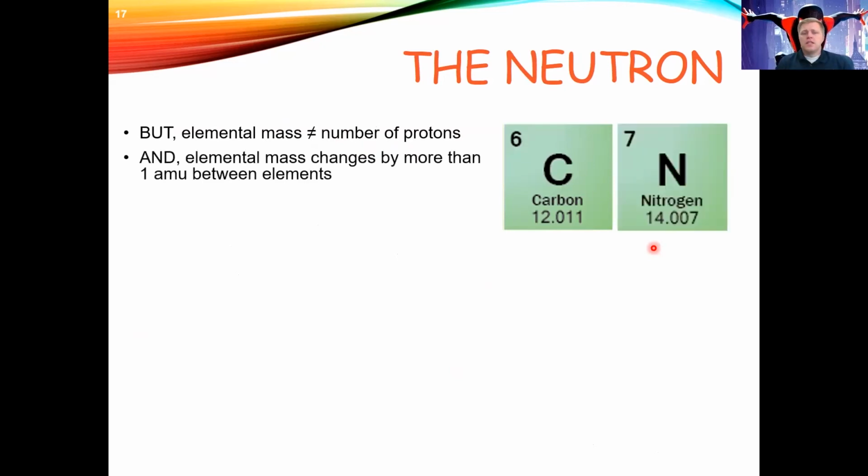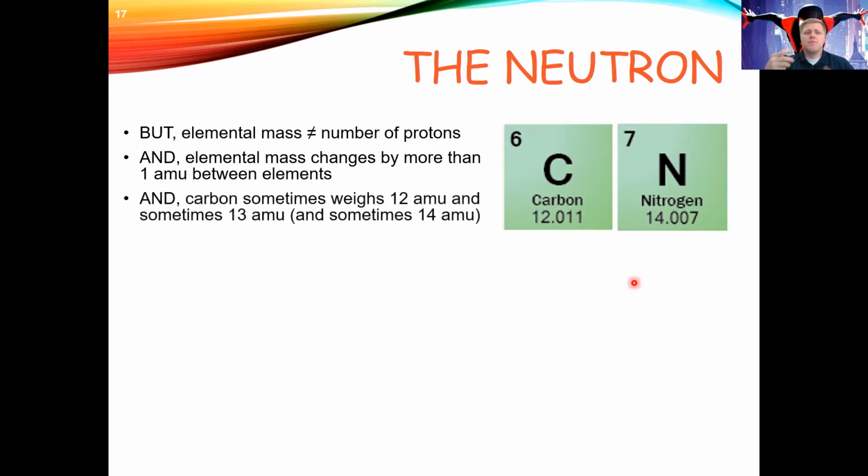And between elements, between carbon and nitrogen, for example, their atomic mass changes by more than 1 AMU. It changes by 2. Some elements that differ in charge by only 1 change in terms of atomic mass by 3 AMU or 5. So what's going on there? Even though they're changing by only 1 proton in the center. And to complicate things even further, sometimes the elements don't even weigh the same as themselves. So sometimes carbon, for example, will weigh 12 AMU, sometimes it'll weigh 13 AMU, and sometimes even 14 AMU if you get it from the right place.